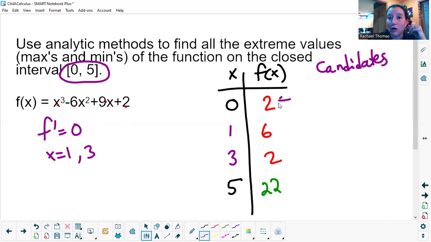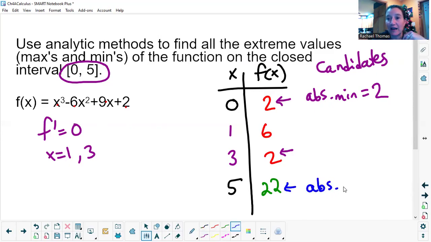There is a smallest value on this chart. It happens twice, but the smallest value, the absolute minimum value of this function is 2. There is a largest value that happens exactly once, and that's 22. So the absolute maximum value of this function is 22. It doesn't matter that one of them occurs twice and one of them occurred once. It doesn't matter how many times the absolute max or the absolute min is achieved, it's still the same value. And then from our number line analysis on the other page, we already had concluded that this is a relative max.